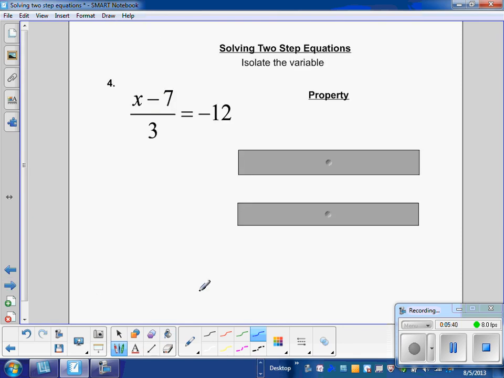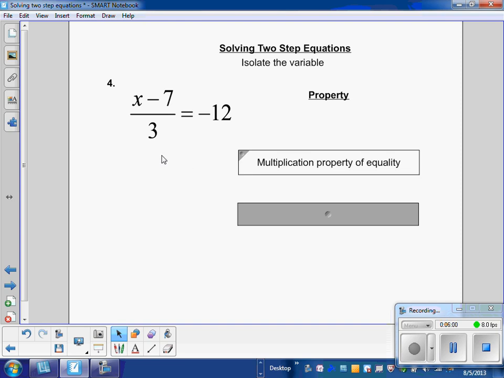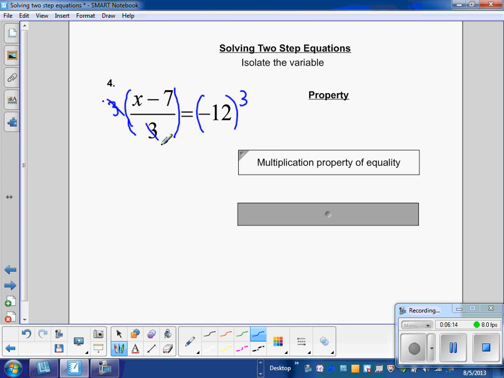Okay, number 4. x minus 7 divided by 3 is equal to negative 12. So we're trying to isolate x, and 7 is subtracted from it. But the whole thing is divided by 3. So we're going to do the opposite of division. We're going to multiply by the denominator, which is 3, and we're going to do that on each side. Then these are going to cancel, and that's just going to give me x minus 7 equals negative 36.